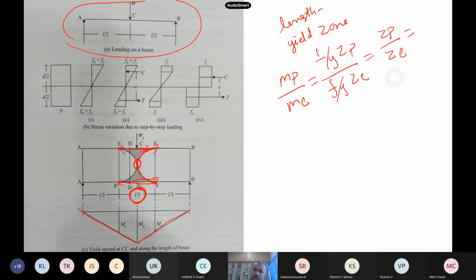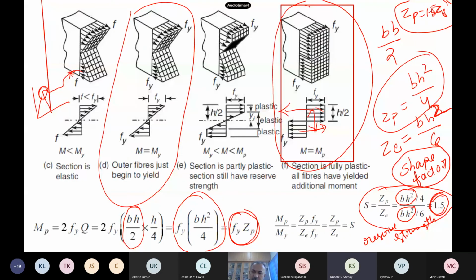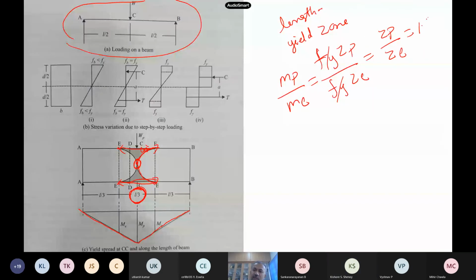Now for a rectangular cross section, what is Zp by Ze? That is the shape factor. Yes, 1.5. So you can easily find out where the yielding starts, and then you can easily calculate. Approximately it turns out to be L by 3. That is the length of the yield zone for this cross section itself.